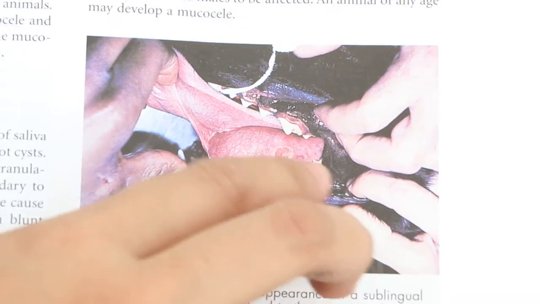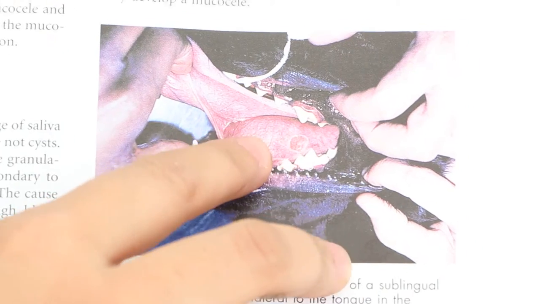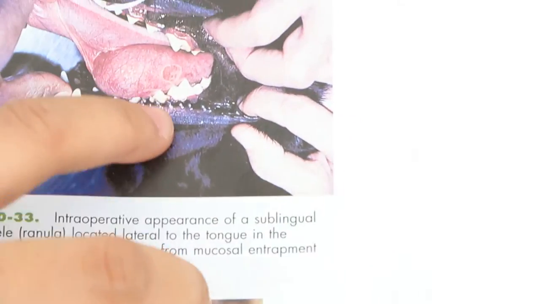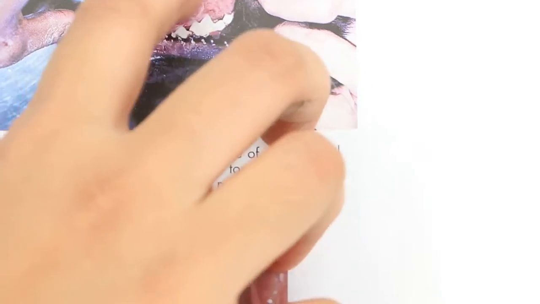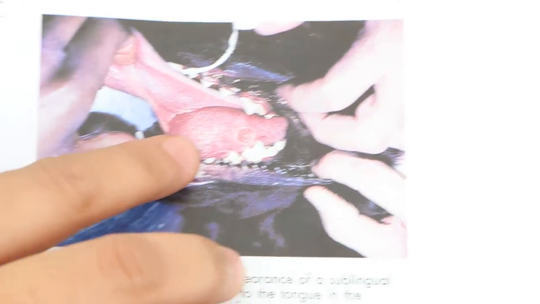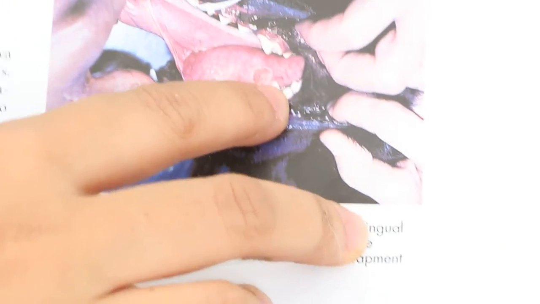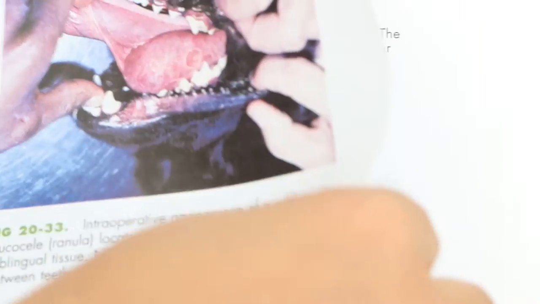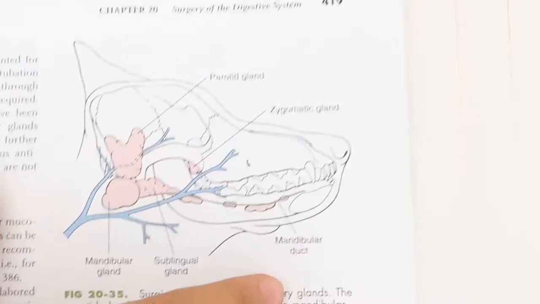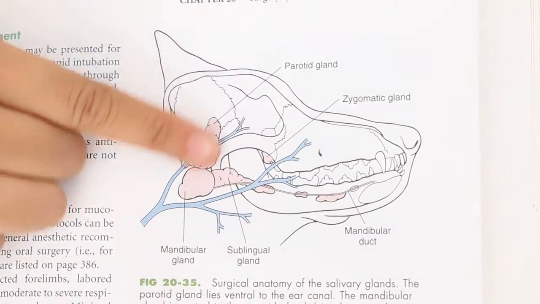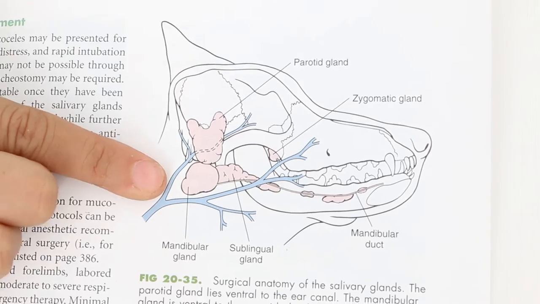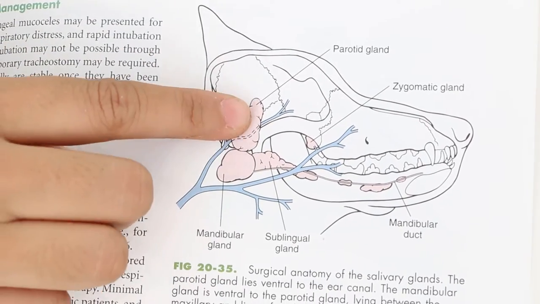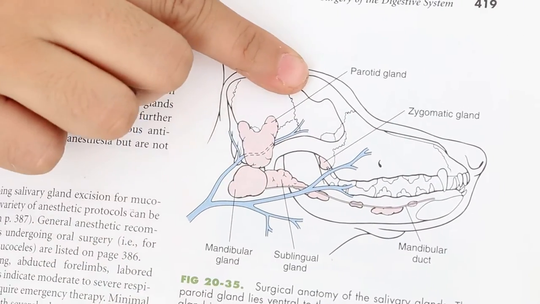We can open the mouth and check under the tongue. So we can see the sublingual glands and mandibular glands. We can see the anatomy of the salivary glands. This is the sublingual glands and then the mandibular glands. This is the parotid gland.